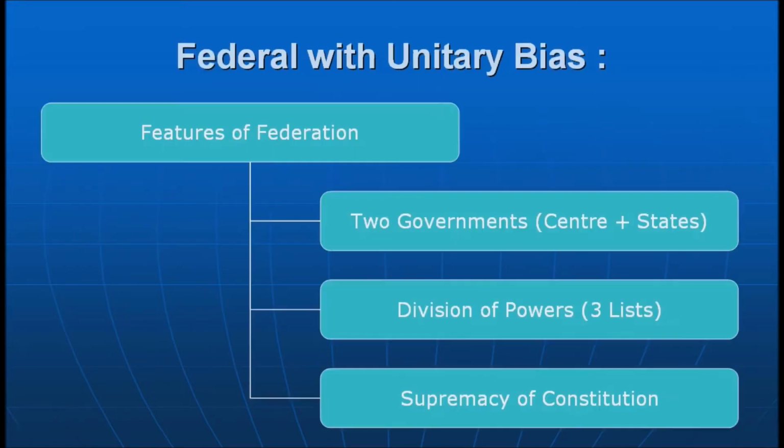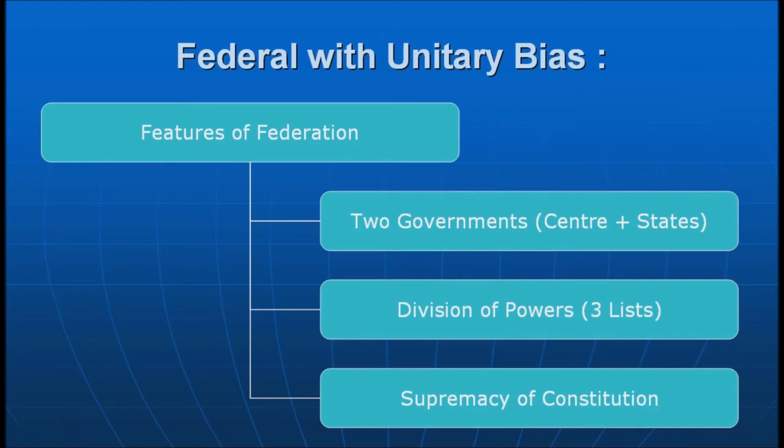So here are some of the features of the federation. What are the federal features that we have adopted in our constitution, or in the governance of India? The first point is two governments. Two governments mean one government at the central level, that is the union government, and the other is the government at the state level, that is the state government. The second point is the division of powers.